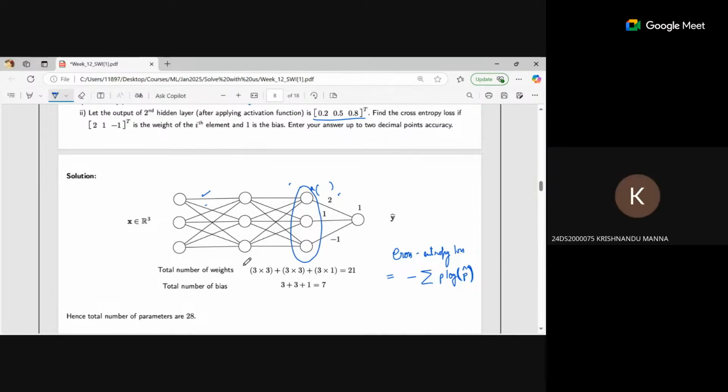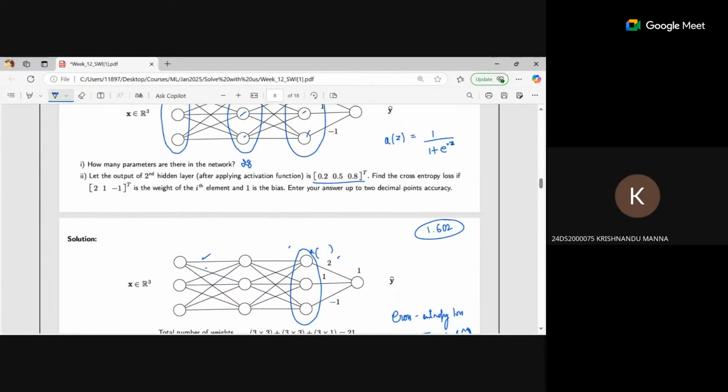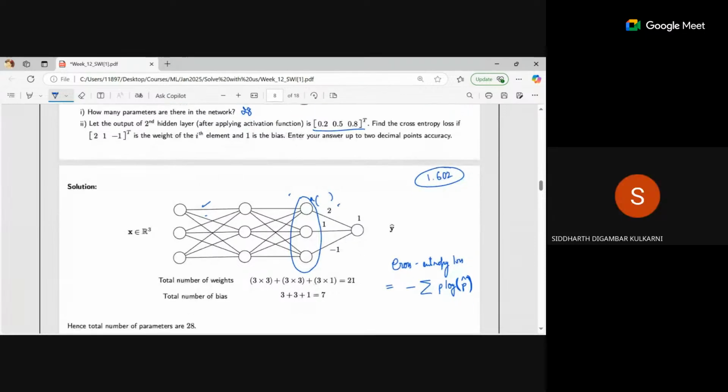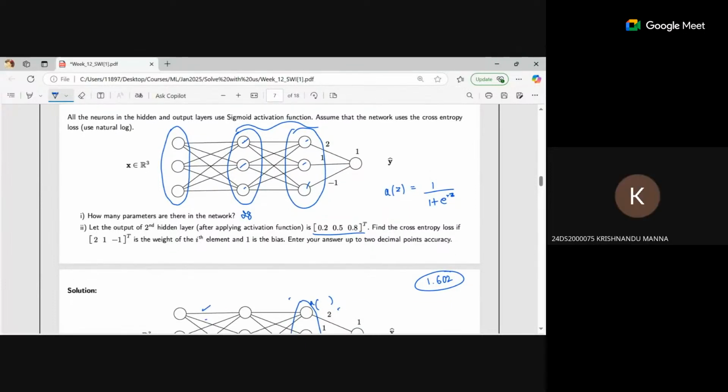Is the answer 1.602? Okay, I'll just write it. What base do we have to take? Use natural log. In the lecture, they did not specify, so I just used the normal log base 10. I'm not sure if that will give the right answer. I think they mentioned the natural log. Then use natural log. Okay, then my answer would probably be wrong.